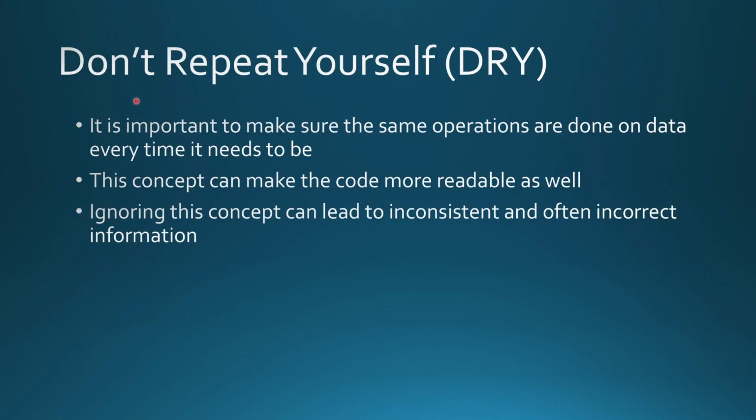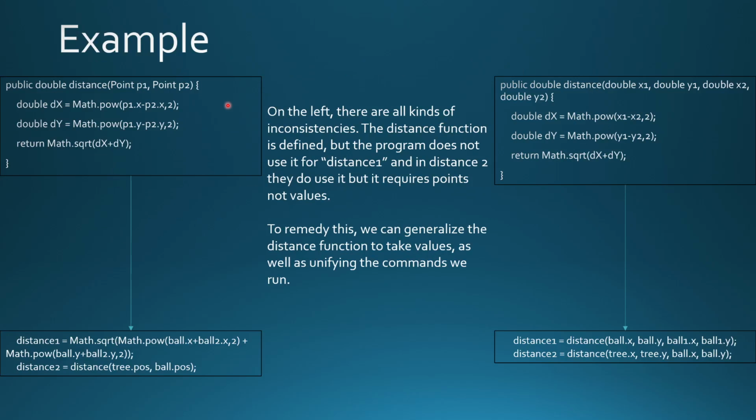It's also important not to repeat yourself. So to make sure that the same operations are done on data every time. You don't want, for example, multiplying two integers, you don't want that to be done different ways every time, because then you have no commonality. You don't know exactly what's going to happen to that data. This concept can also make code more readable, and ignoring it can lead to inconsistent and often incorrect information. For my example here, I've got distance. This method gets the distance between 2 points.